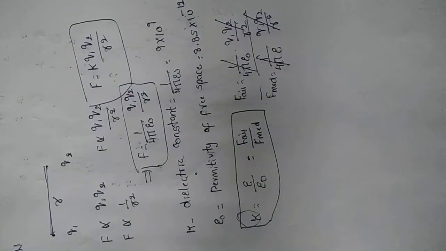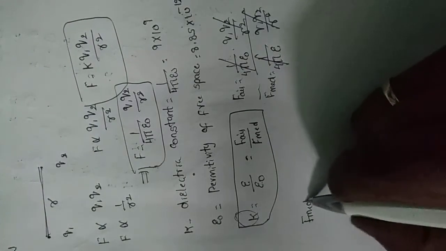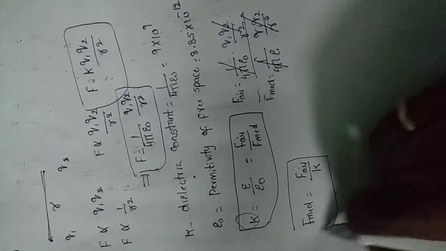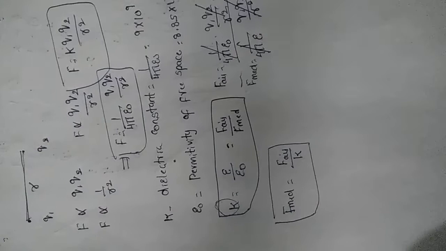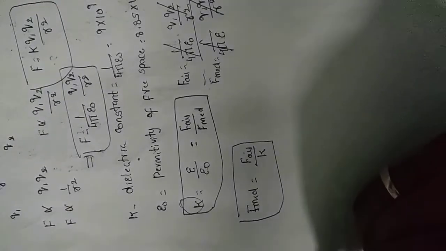So what we can understand is, if you place charges in a medium, the force decreases by K times. So F medium is equal to F air by K. Means when two charges are placed in air and the same two charges are placed in a medium at the same distance, the force decreases by K times. It depends upon the medium in which we place them. So next, same type of question, let's see here.